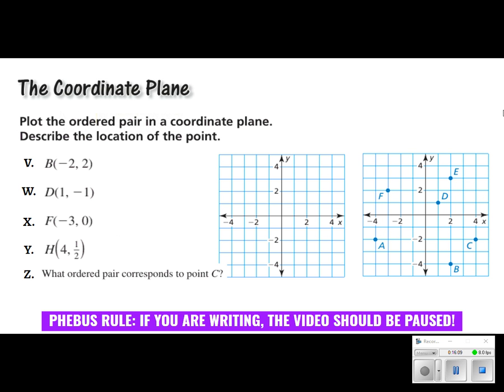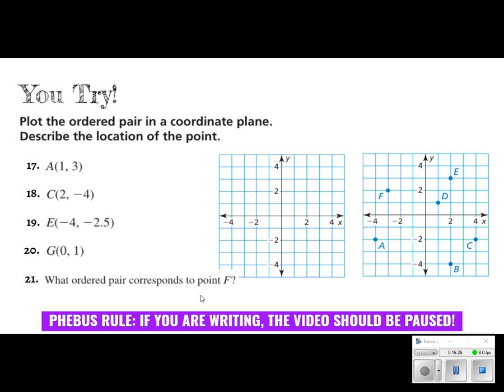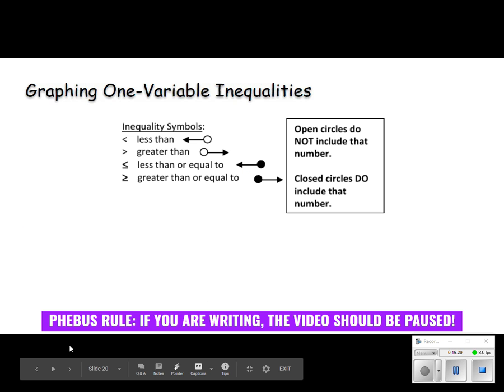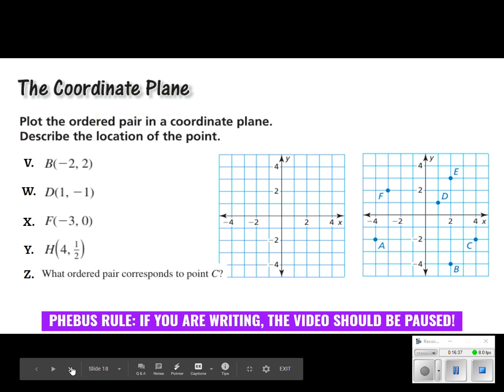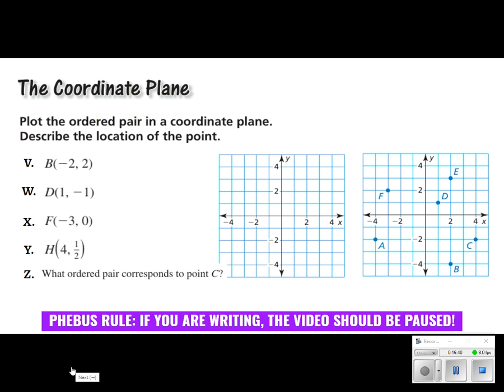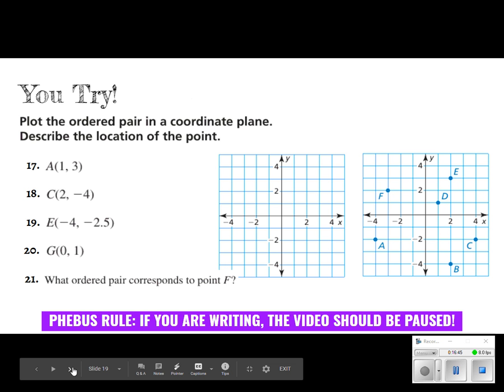Basically, it's an address. So we're going to plot the ordered pair on the coordinate plane, and you may have to get really good at drawing your own coordinate plane. And so what we're going to do is plot the ordered pair on the coordinate plane.